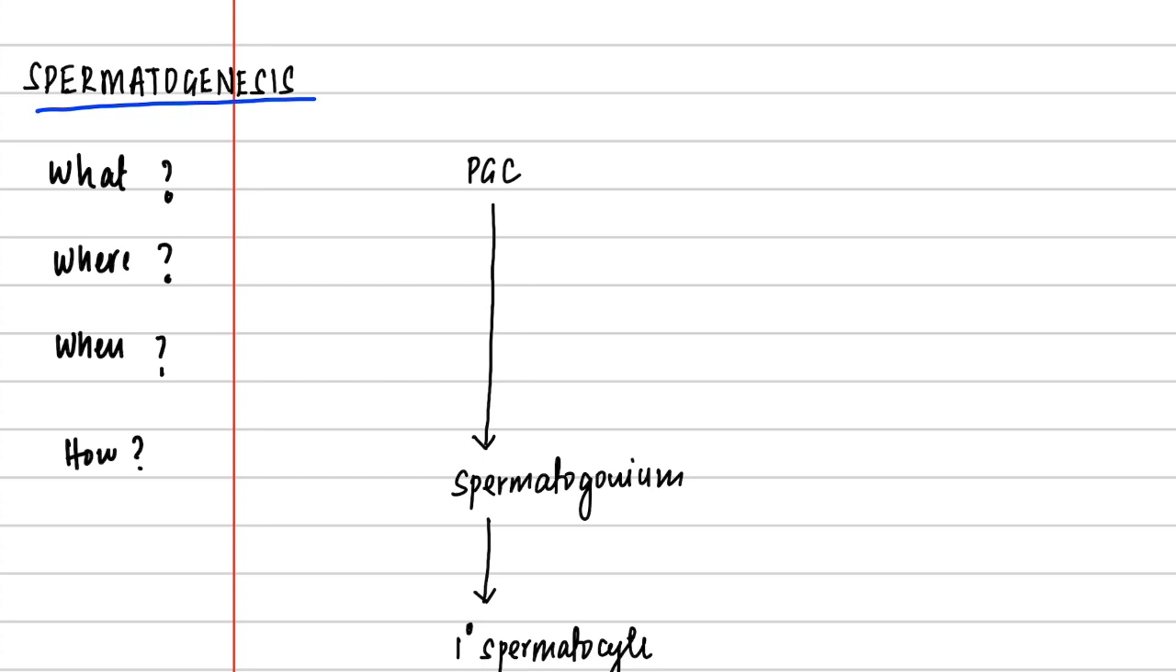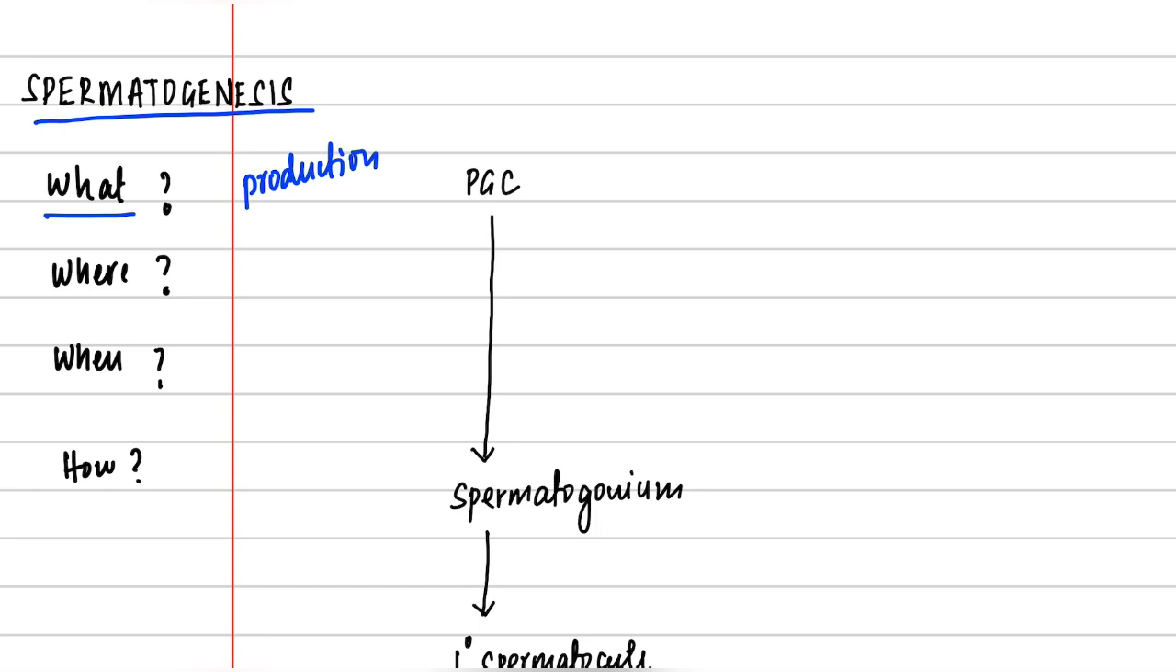So let us ask the same questions again. What is spermatogenesis? Spermatogenesis is nothing but production of sperm. Where does it occur? It occurs in the testis, specifically in the seminiferous tubules. So primordial germ cell, it's the same story as that of oogenesis.